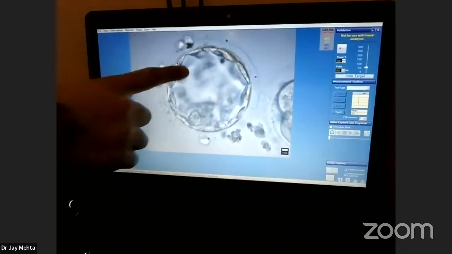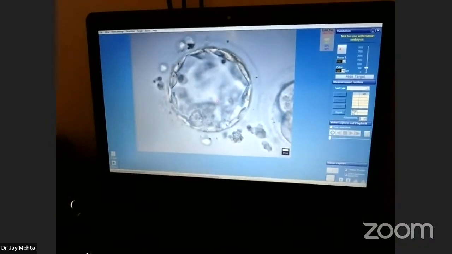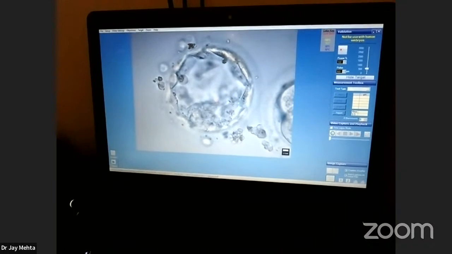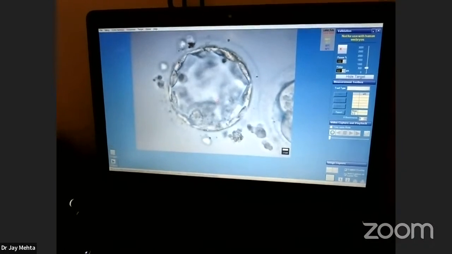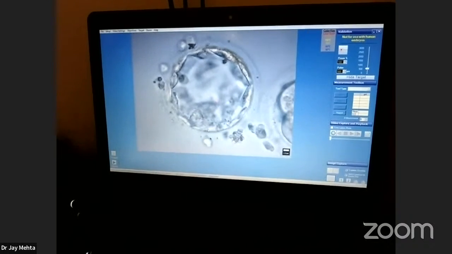You have an excellent cavity which has appeared inside, and this cavity is occupying more than 70% of the volume of the blastocyst. All right, so that means it is a blastocyst. In an expanded blastocyst, it will occupy close to 80 to 90%. And in an early blastocyst, it will be less than 50%.